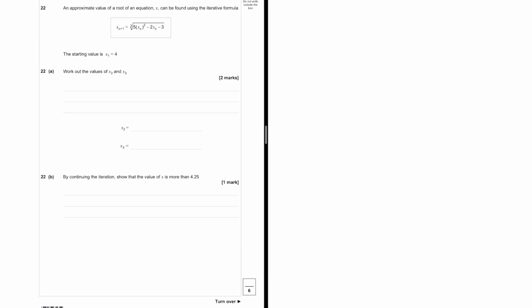So moving on to question 22, and we're given this iterative formula that can find an approximate value of the root of an equation. We're told that the starting value is x1 equals 4, and we've got to work out the values of x2 and x3. So I'm going to go ahead and do this on the right-hand side. So let me just write this down, x1 equals 4.